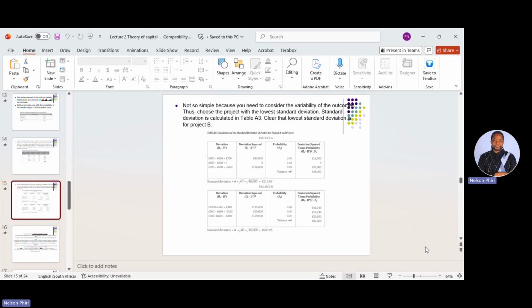Based on standard deviation, you can see that the standard deviation for A is lower than the standard deviation of project B, which shows us that project A is much less risky than project B. So for you to come up with a conclusive answer, we'll have to compute another measure.